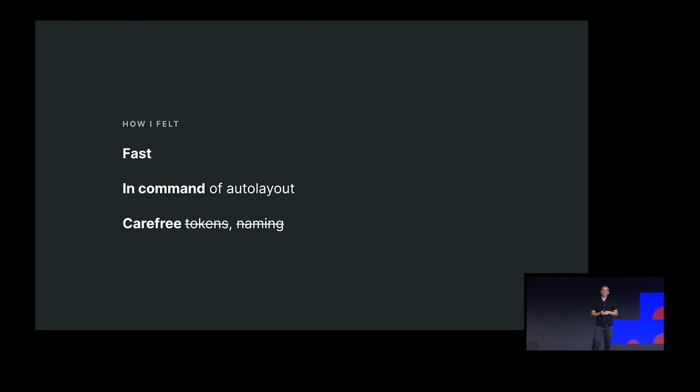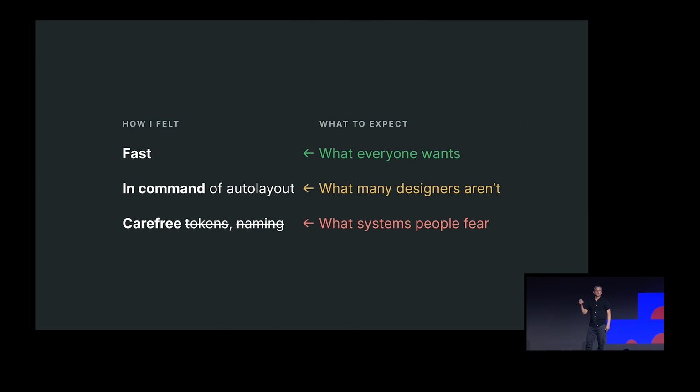And I also felt very carefree. I know Figma can help me with my layer names. I wasn't even bothering with layer names. I wasn't even adding design tokens. I was adding, yes, a number 8 in lots of places. And I didn't care. It didn't matter. But so what do you expect? Everyone wants to be fast. Many designers aren't familiar with auto layout as well as I am, probably, though. That's a challenge. And systems people fear a lack of meticulous expression. And when you open up slots, you're going to open up the opportunity for people to be responsible for what they're putting in there themselves.